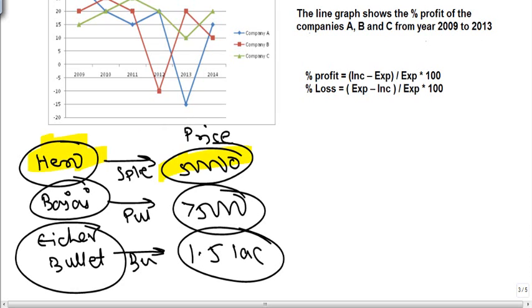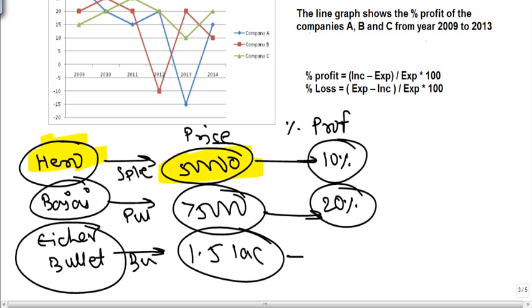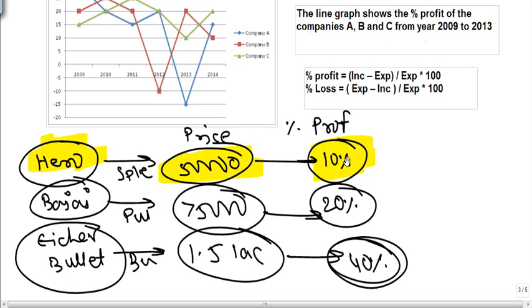Look, when Hero sells at a lesser price, their percent profit is lesser. They may have around 10% in real life. Bajaj's profit percent is more and Eicher's is even more, they earn a lot. Meaning per bike, in real life percentage profit of Eicher's Bullet is higher, Hero is lesser, Bajaj is mid, and Bullet is much more. So per bike profit may be lesser for Hero.